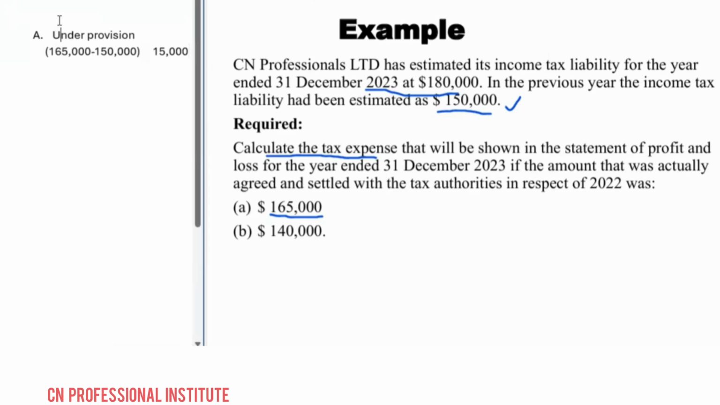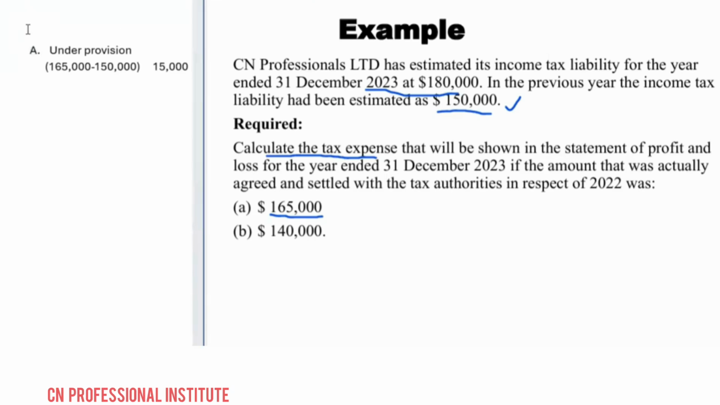So 15,000 is the under provision, and we said it should be added to the current year tax. If you want to calculate tax expense, let's name this one tax expense for 2023. So for tax expense for 2023, we have 15,000. Then the current tax, we have to add the current tax, the estimated for 2023, which is the 180,000. That's the tax for 2023.